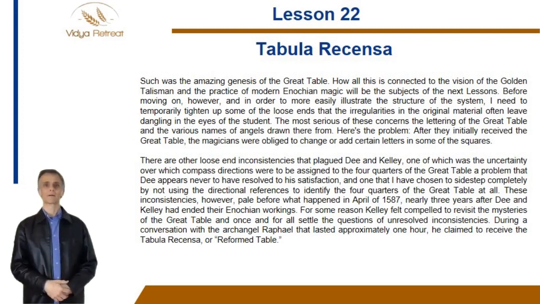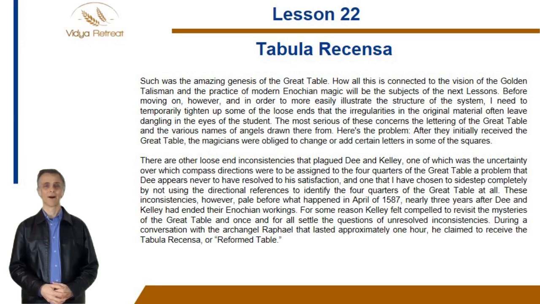Tabula Recensa. Such was the amazing genesis of the Great Table. How all this is connected to the vision of the Golden Talisman and the practice of modern Enochian magic will be the subjects of the next lessons.